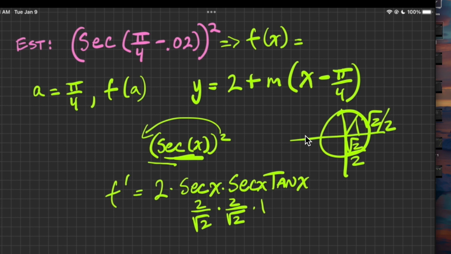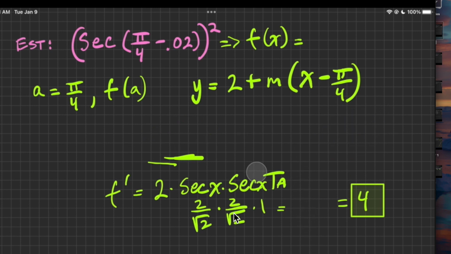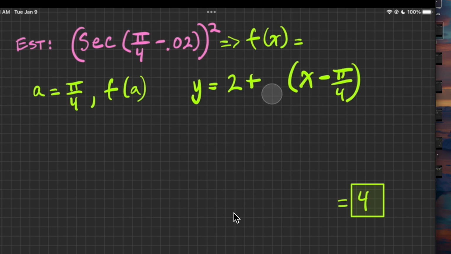Very fortuitous. So on the top, we're going to have this 2 times that 2 times that 2, which is going to be 8. And on the bottom, we're going to have the square root of 4, which is 2. So our slope at pi over 4 is going to be 4. So I'm going to go ahead and replace the m letter in our equation, which I forgot to name L of x. I'm going to bring that 4 right there, and that is our L of x equation.